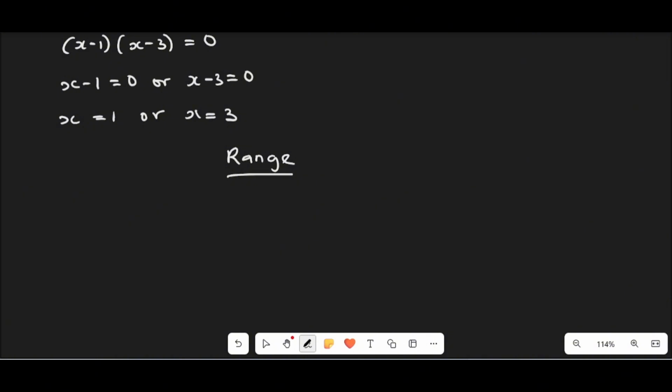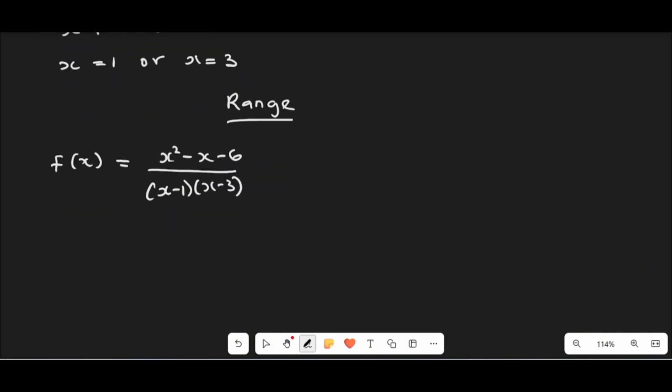Range: let us rewrite the function. f(x) equal to x squared minus x minus 6, all over, let us put the factor form in the denominator, (x minus 1)(x minus 3). Let us also write the factor form of the numerator. x squared minus x minus 6 equal to (x minus 3)(x plus 2).